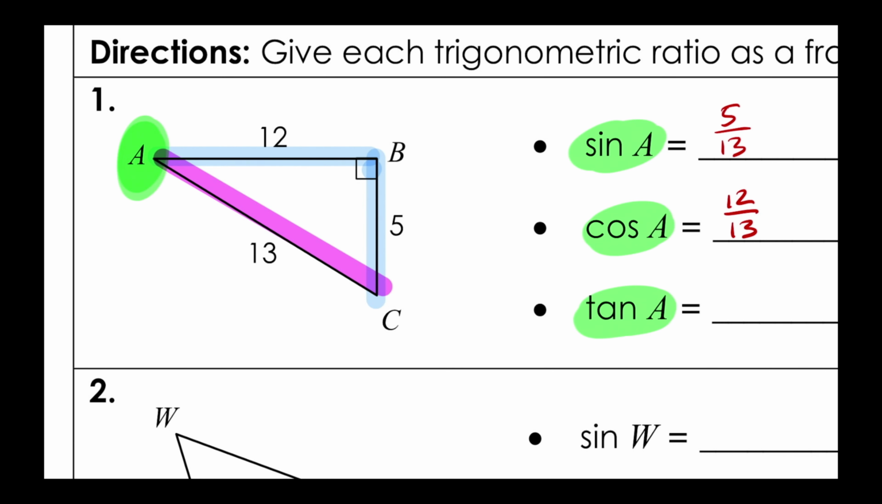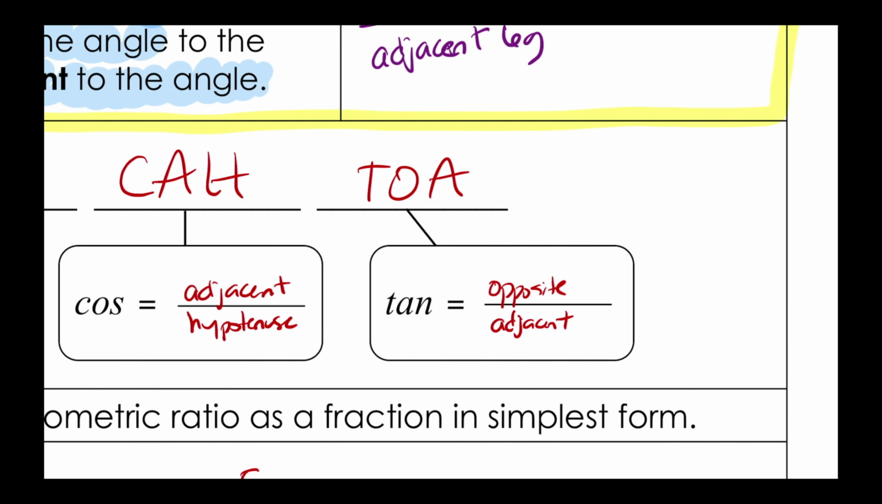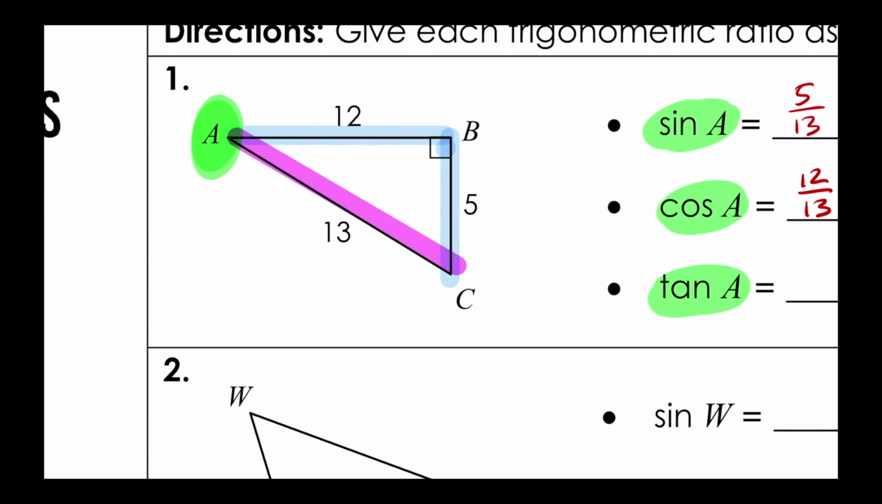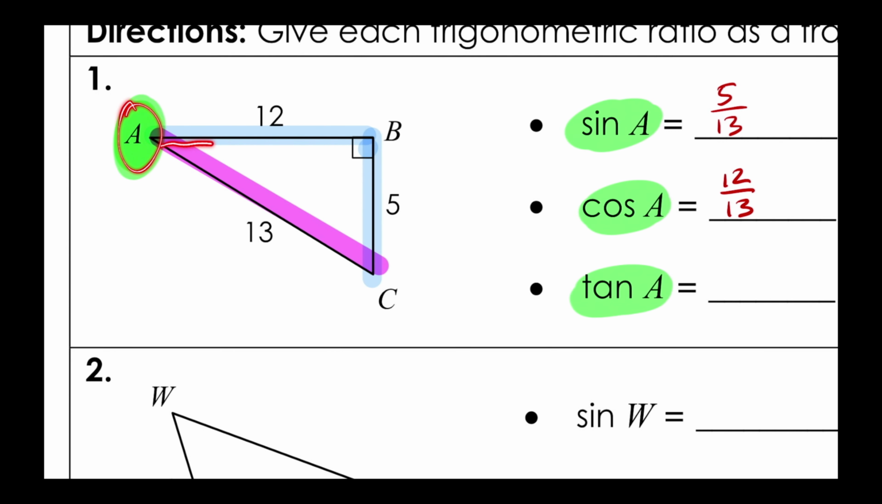And so again, now we're still at A, right? We want to find the tangent of A. So again, tangent is, let's go over here. Tangent is TOA. O over A. Opposite over adjacent. So let's go back. So if we're at A, what's the opposite side? 5. What's the adjacent side? 12. So this is 5 over 12. That's it.